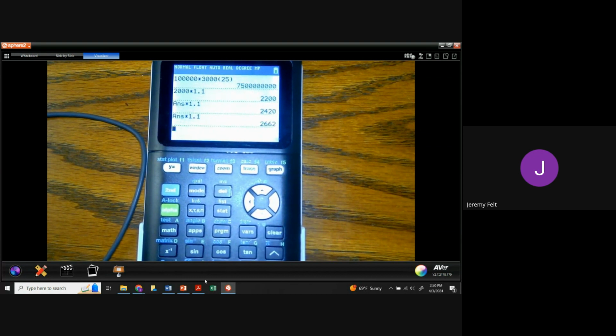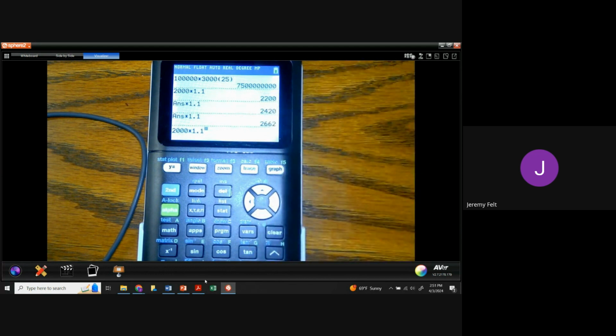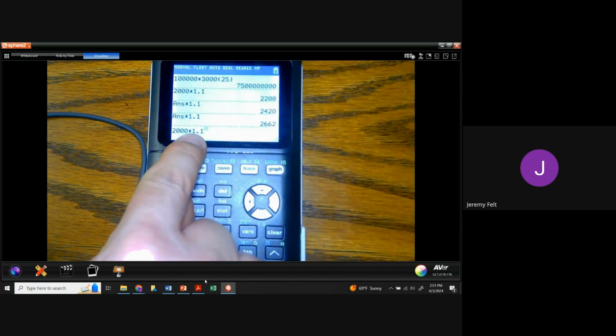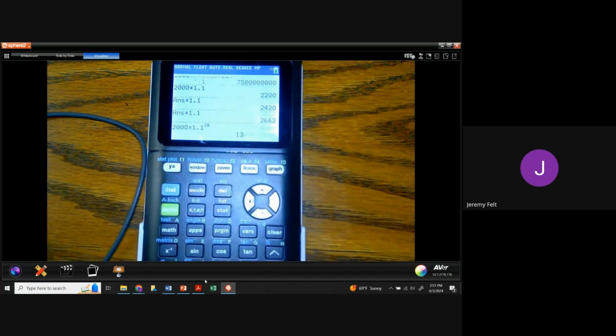So there's our third year. We can also do it this way. We can say 2,000 times 1.1 to the power of whatever year we're looking at. Let's say what would it look like after 20 years? We could go through and do this year 1, 2, 3, 4, 5, 6, all the way 20 times. Or we know it's 1.1 to the power of whatever year we have. So after 20 years, oh wow, that's really good.